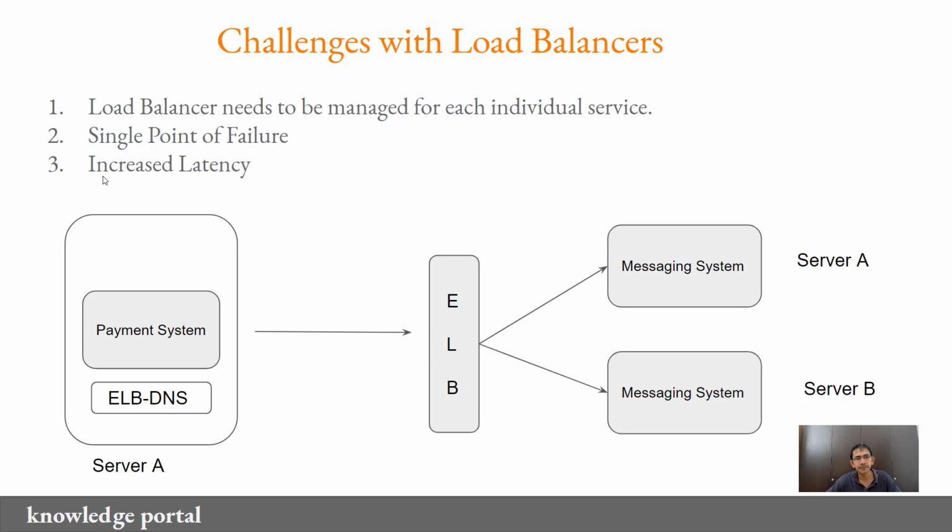The third disadvantage can be a latency issue. Primarily because once the payment system wants to communicate with the messaging system, the traffic first goes to the ELB. So this is the first hop. From the ELB, there will be a new connection initiated to the messaging system. Again, it depends upon the exact protocol that is being used, but from the ELB, there is another connection to the messaging system. So you have latency between the payment system and the ELB, and network latency between the ELB and the messaging system. So that can lead to increased latency here.